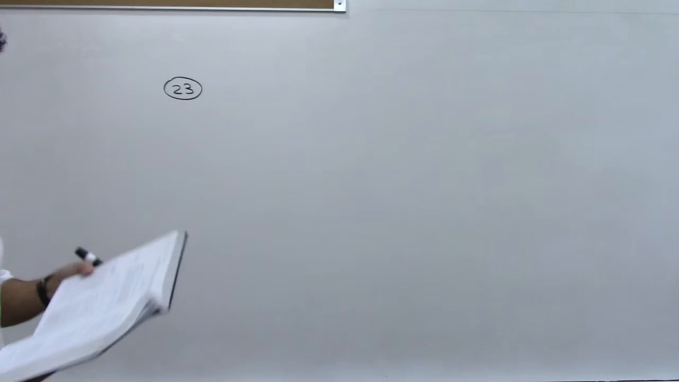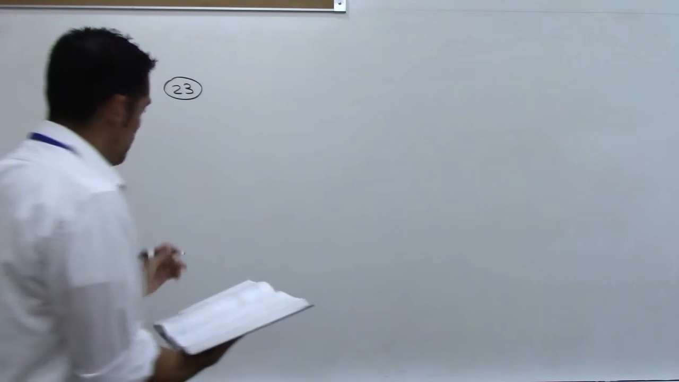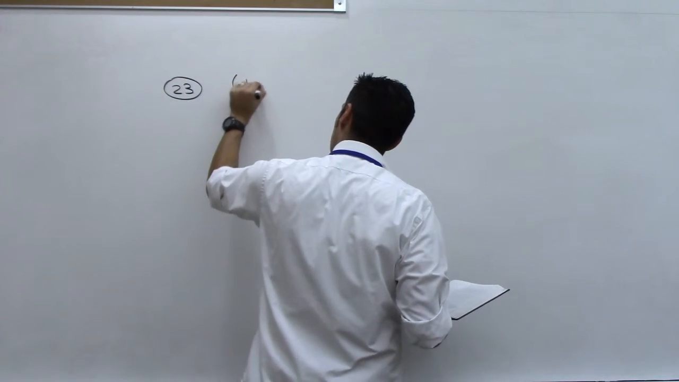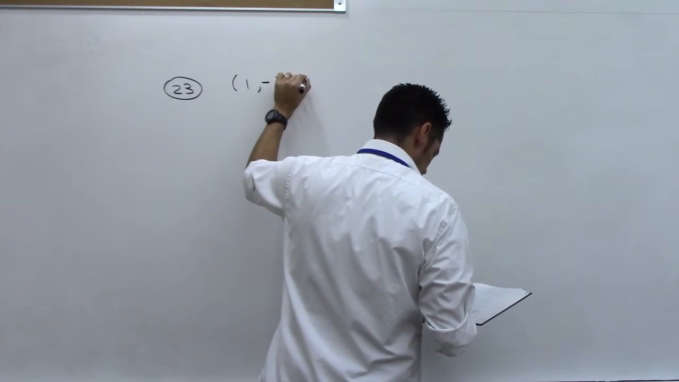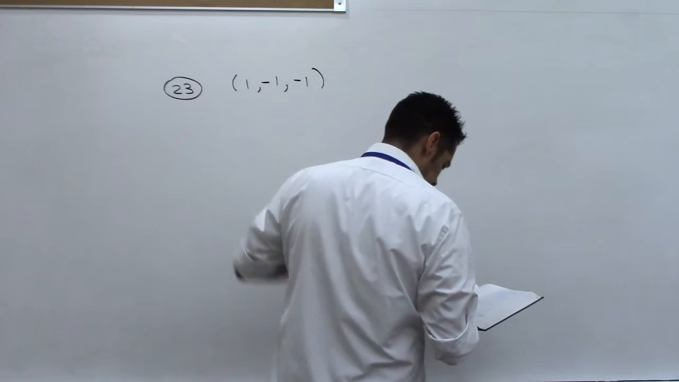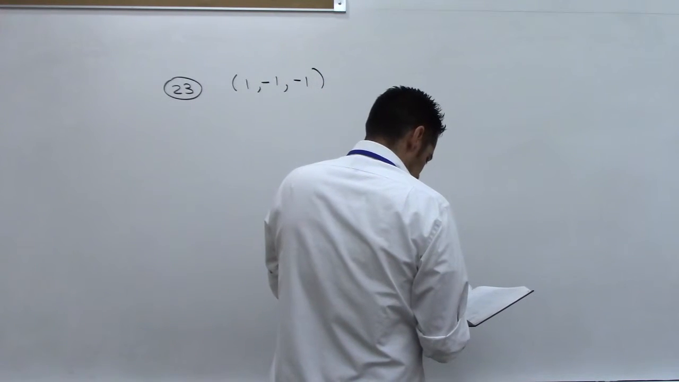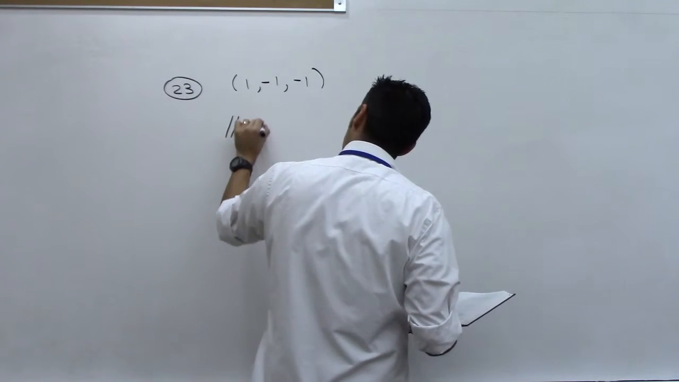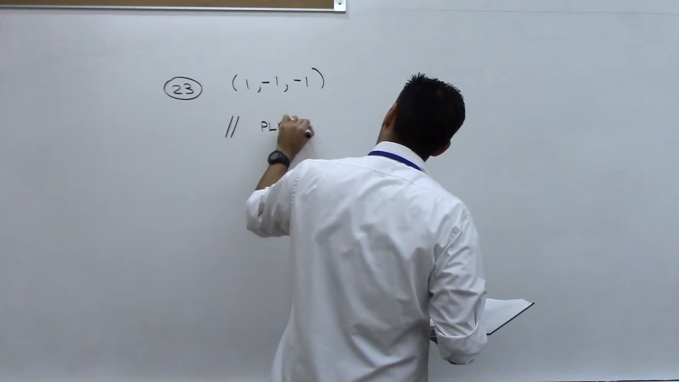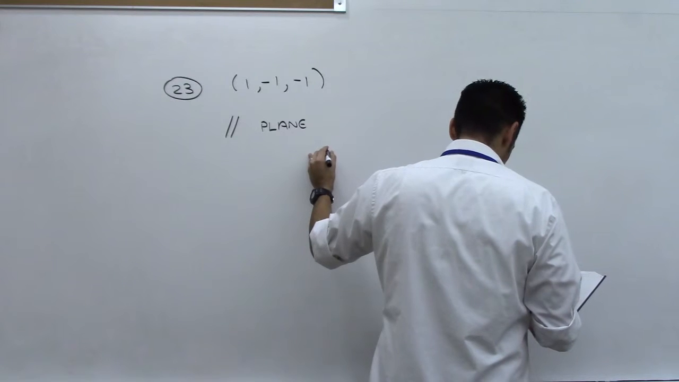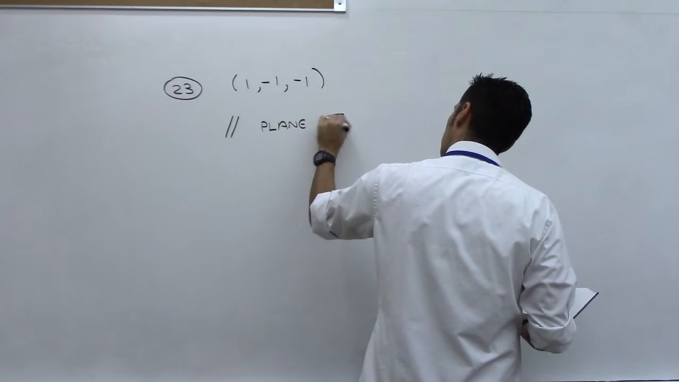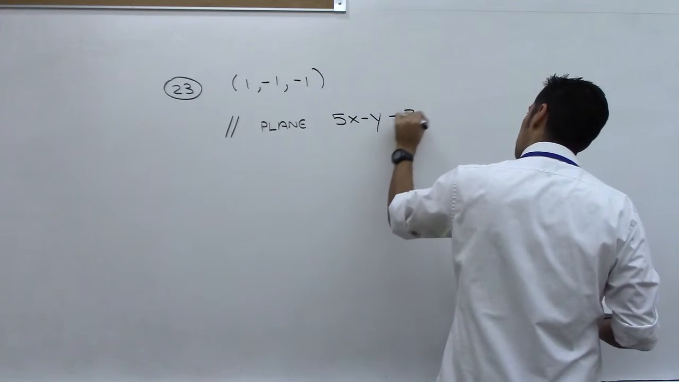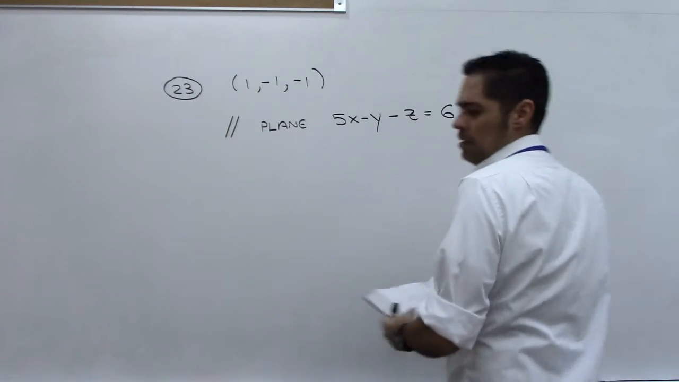Same thing. Find the equation of the plane through the point. Wow, they keep on giving us a point. They're making it easy. They give us a point, what do we need? That's the only thing we need. Direction vector, right? And I need to be parallel to the plane, and then they give me a plane equation. 5x minus y minus z equals 6. Wow, okay.